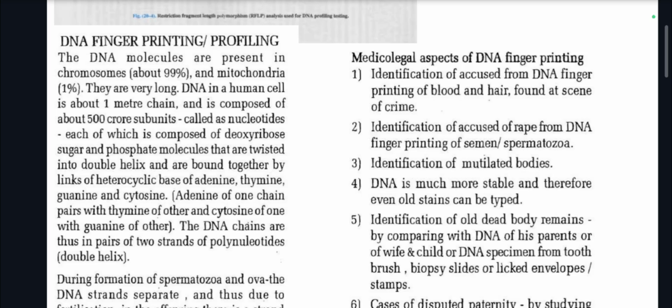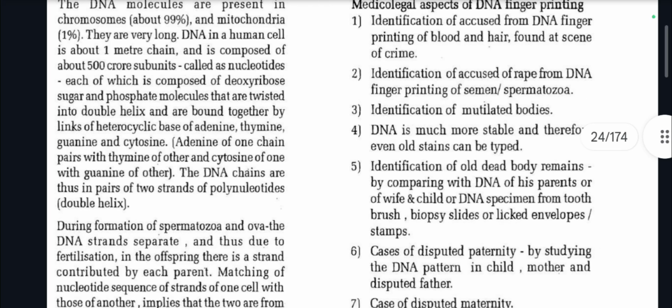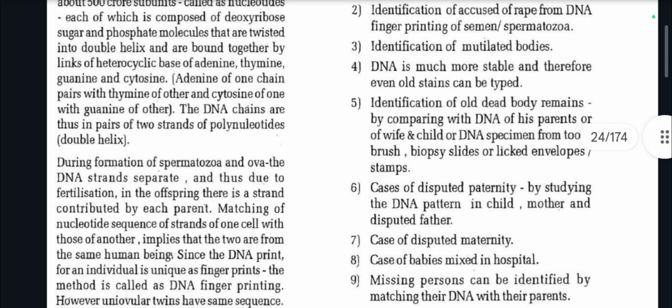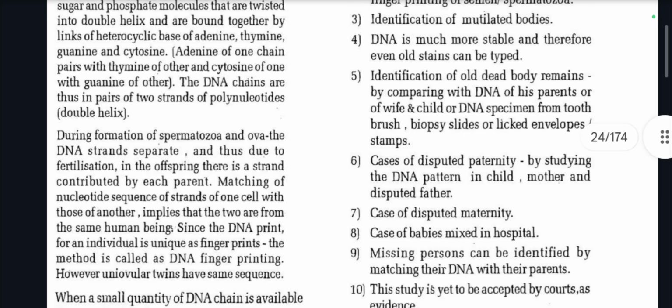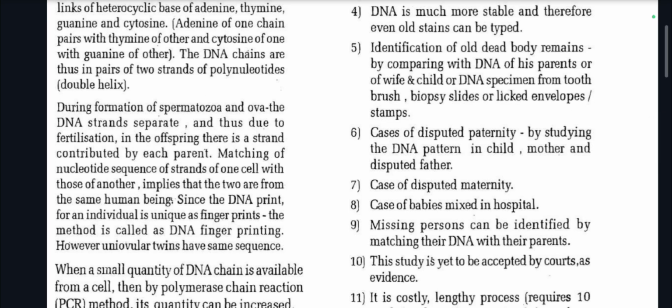The DNA chains are thus in pairs of two strands of polynucleotides, which is the double helix. So this is all about the introduction regarding the structure of DNA molecules. During formation of spermatozoa and ova, the DNA strands separate and thus due to fertilization, in the offspring there is a strand contributed by each parent. Matching of nucleotide sequence of strands of one cell with those of another implies that the two are from the same human being. Since the DNA print for an individual is unique like fingerprints, the method is called DNA fingerprinting.